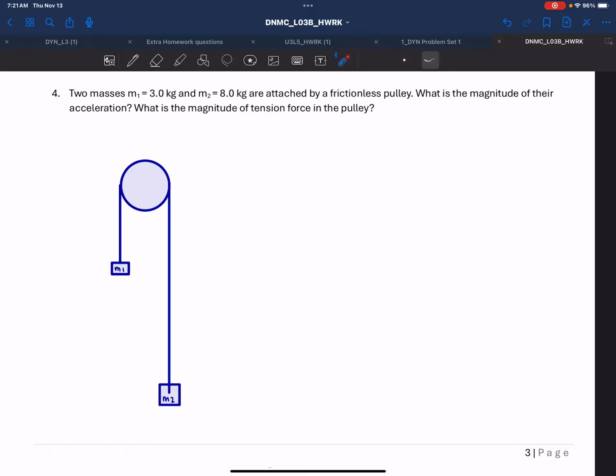Now, we have to find the magnitude of acceleration and the magnitude of tension in the pulley. So we'll analyze the forces present, but one thing I wanted to emphasize first is that this is a frictionless pulley, which means that the force of friction is negligible.